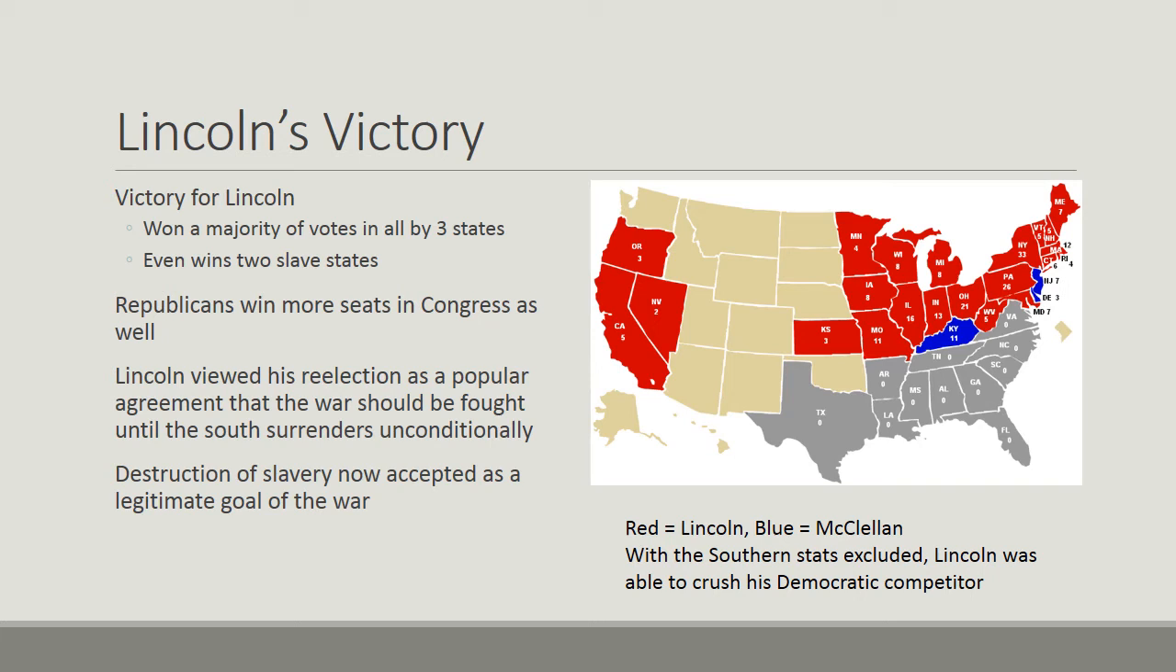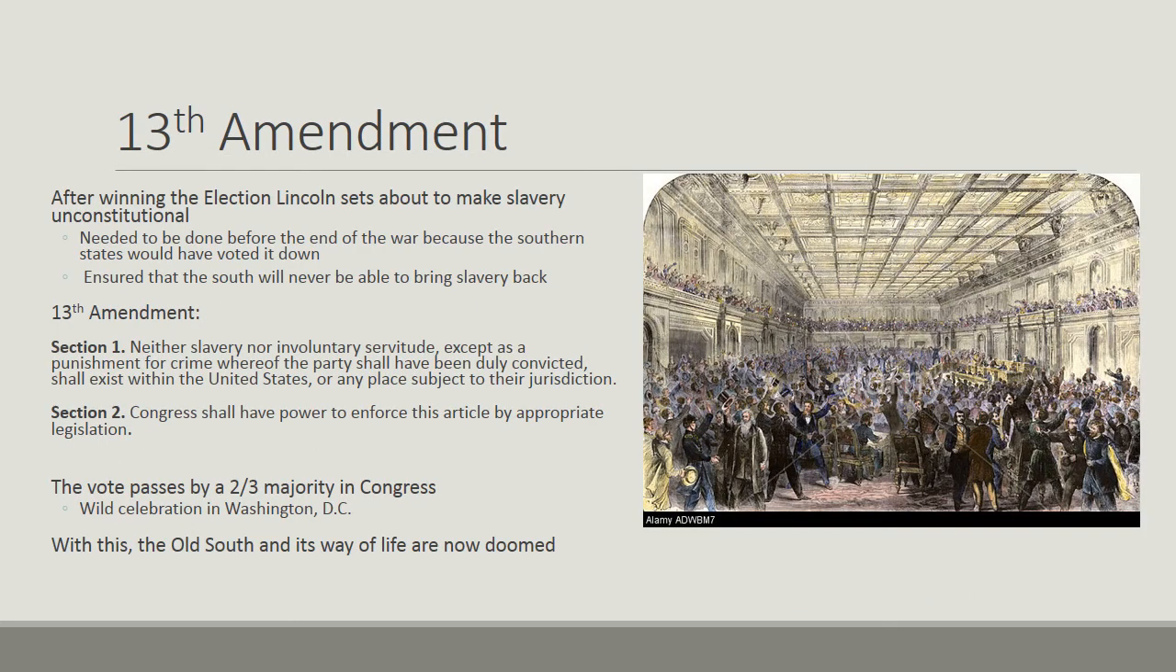Abraham Lincoln viewed this as basically a popular agreement that the war should continue to be fought until the South was ready to give up unconditionally. And he also believed that this meant that the North wanted the destruction of slavery, because if they hadn't wanted the destruction of slavery, they would have voted for McClellan. Thus, Lincoln decided to go ahead and press for the 13th Amendment.